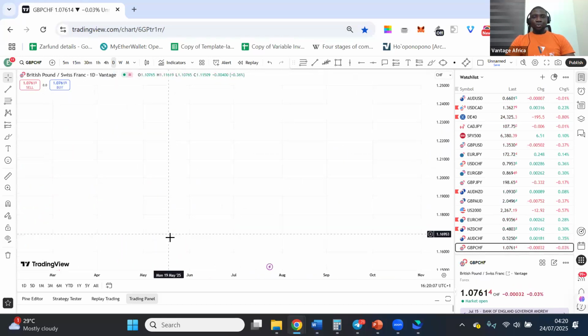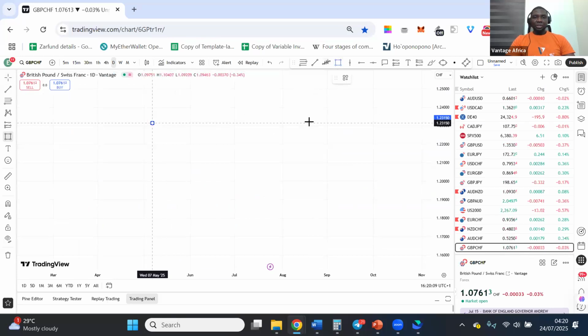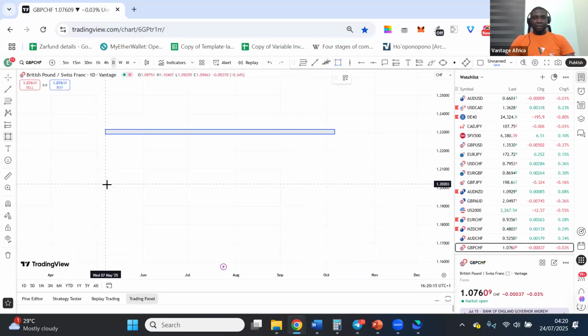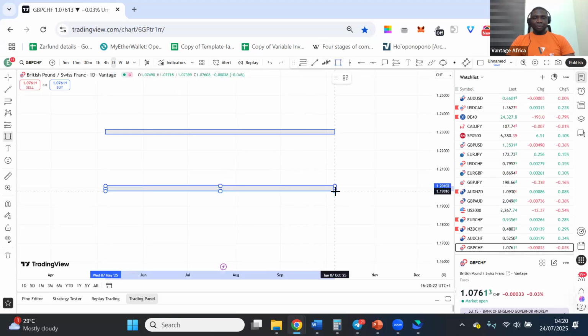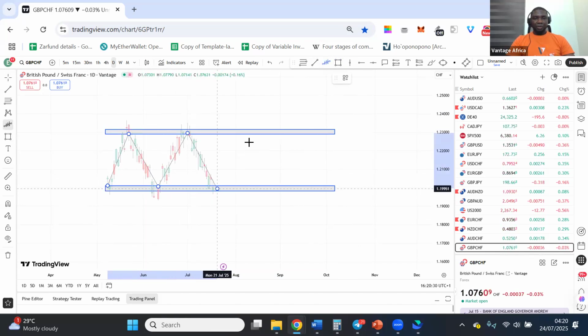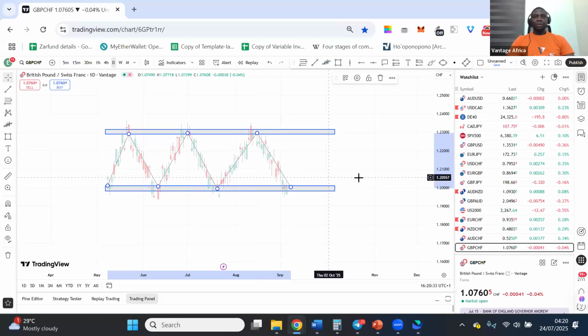Now, usually when you come to the market, you will sometimes see price like this. You see price like this. You see price doing this. This is what you call a consolidation, usually a sideways movement. So you have uptrend, you have downtrend, you have a sideways movement, consolidation. Now it's a type of trend as well.